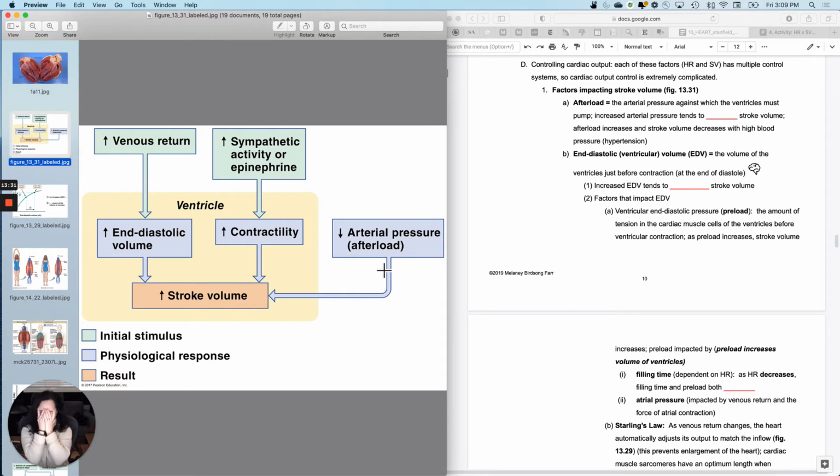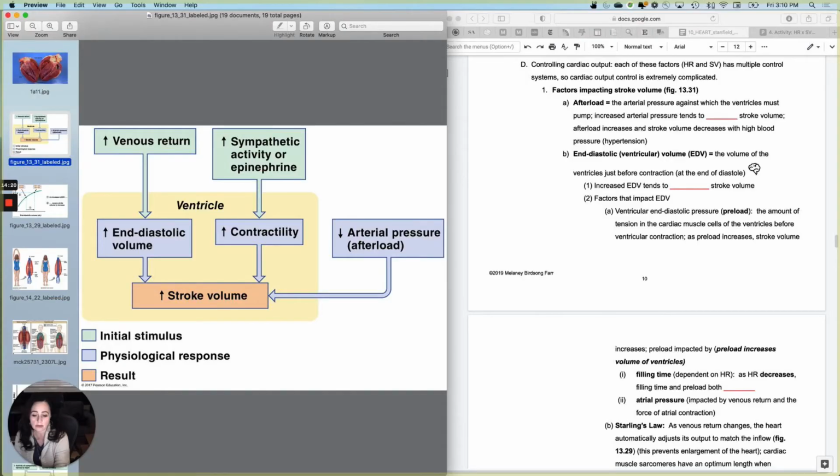So before we go any further, let's break down that term and see if we can make it meaningful to us. The volume in the ventricles at the end of diastole, which is right before systole, is going to have a direct impact on the amount of blood that leaves, which is the stroke volume. So there's a direct correlation between EDV, end diastolic ventricular volume, and stroke volume, okay? The volume of the ventricles just before contraction, which is at the end of diastole. So my prediction, and I hope your prediction, is that increased EDV tends to do what to stroke volume?